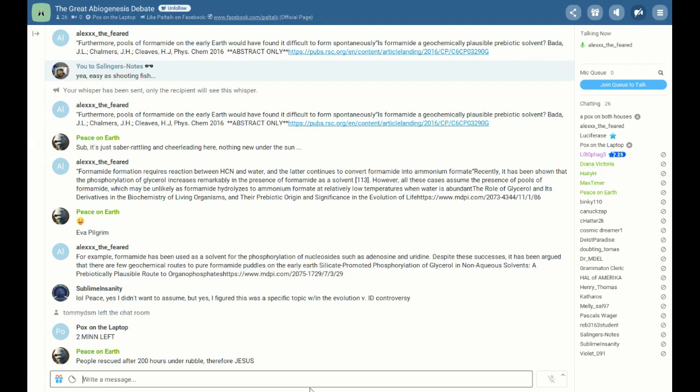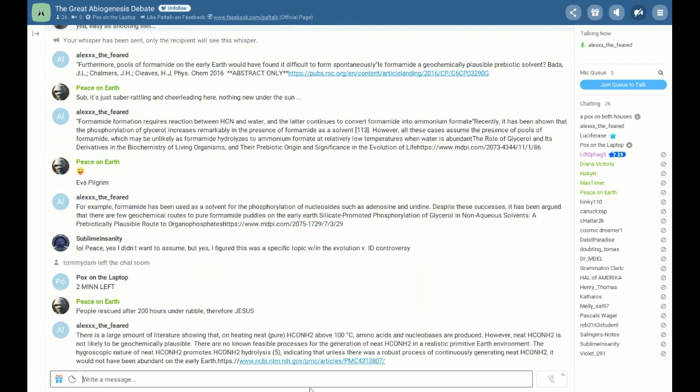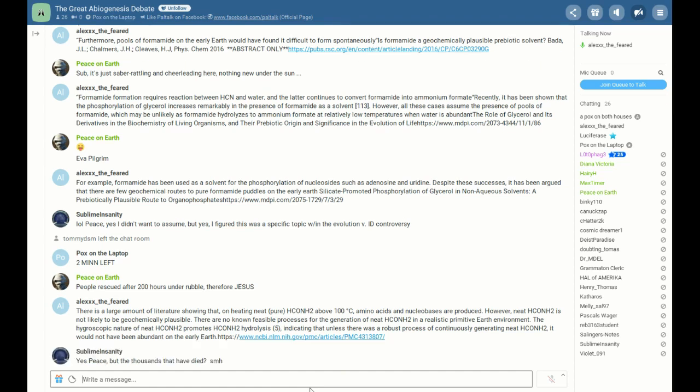One more regarding formamide. There's a large amount of literature showing that on heating neat, pure formamide above 100 degrees Celsius, amino acids and nucleic bases are produced. However, neat formamide is not likely to be geochemically plausible. There are no known feasible processes for the generation of neat formamide in a realistic, primitive, early Earth environment.